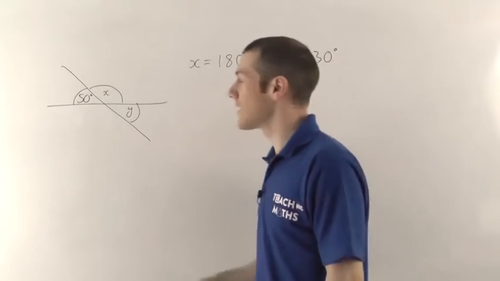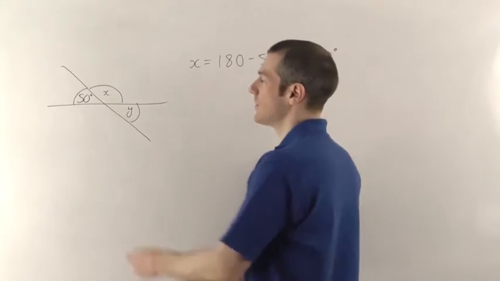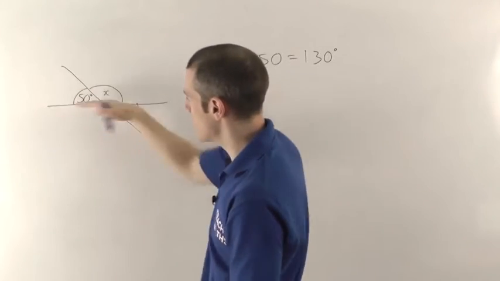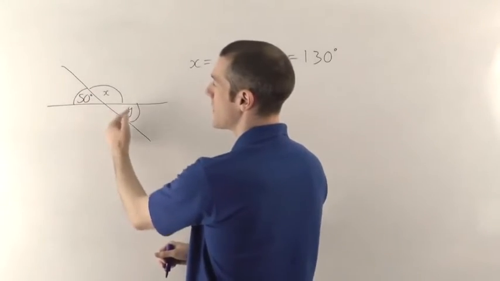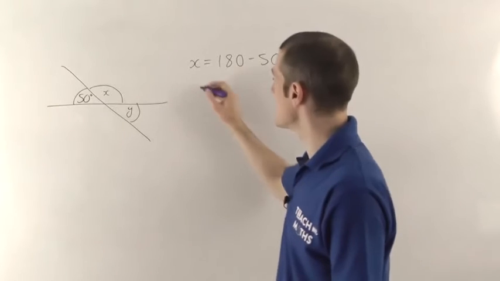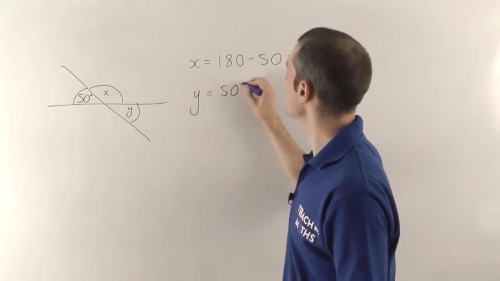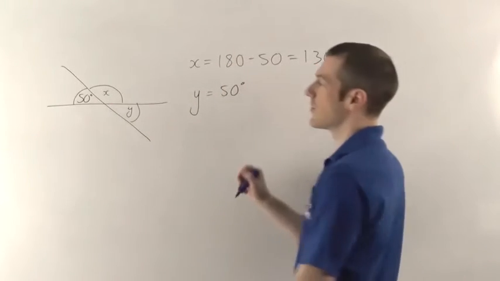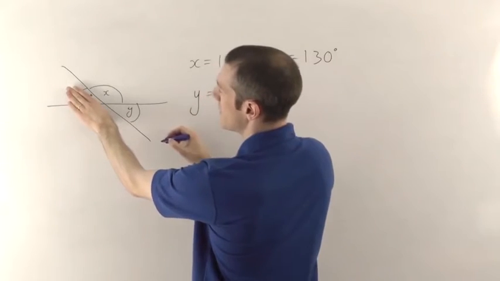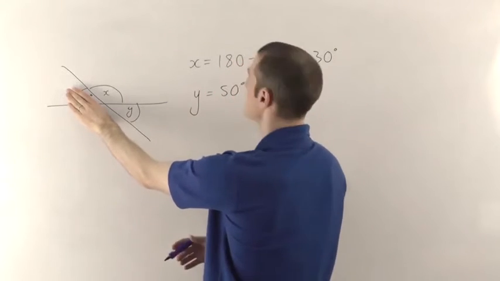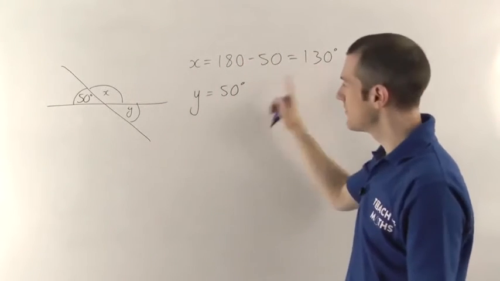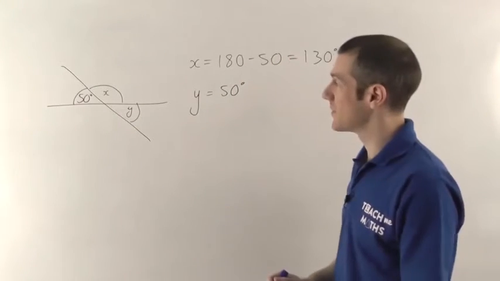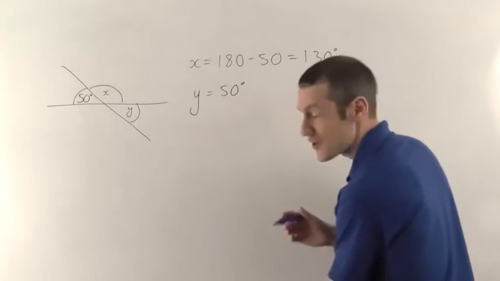Secondly then, Y. Now there's two ways you can look at Y. First of all, probably the easiest way, it's opposite the 50. You've got one straight line there, another straight line here, they're crossing, so you've got vertically opposite angles here, which means Y must be the same as 50, so Y is 50 degrees. The other way you could look at it is, knowing that X is 130 degrees, you've got a straight line that comes down there, so X plus Y must equal 180, so 180 minus 130 gives you 50. But as you can see, just spotting that it's opposite the 50 will be the easiest way to do that one. Okay? So that's our first problem.